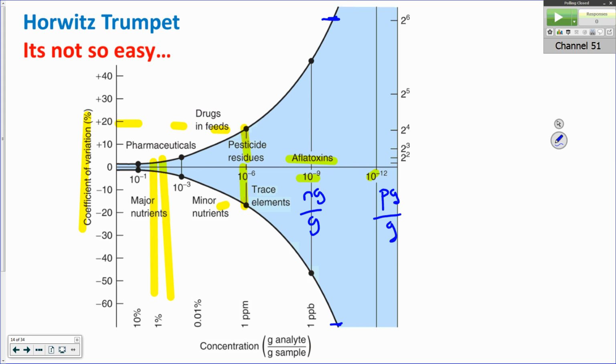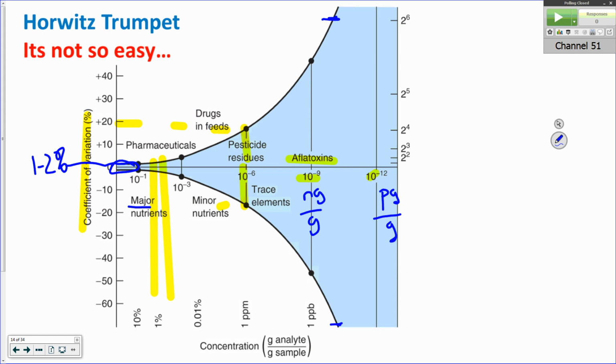So our expectations of wanting to be plus or minus 1 or 2%, that's really at the major level. As soon as we start to get lower and lower, it becomes tougher and tougher to do an analysis and be able to reproduce that. So just don't hold yourself to that high of an expectation.